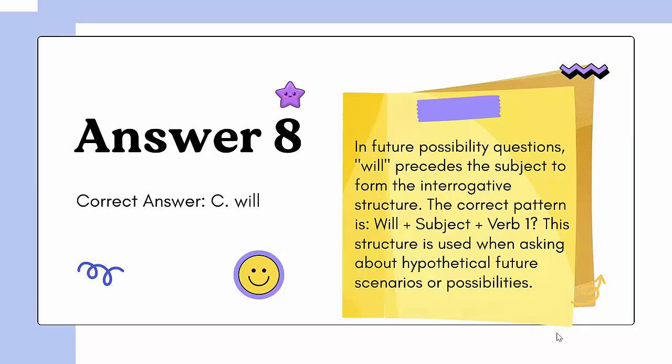The answer is C. Will. Explanation: in future possibility questions, will precedes the subject to form the interrogative structure. The correct pattern is will plus subject plus verb 1 and the question mark. This structure is used when asking about hypothetical future scenarios or possibilities.